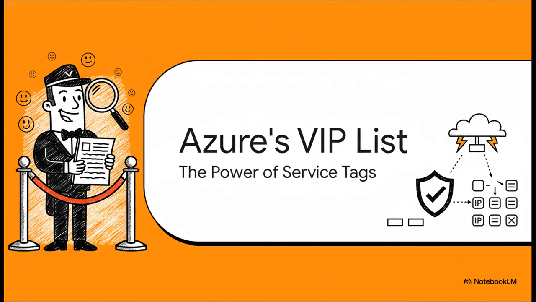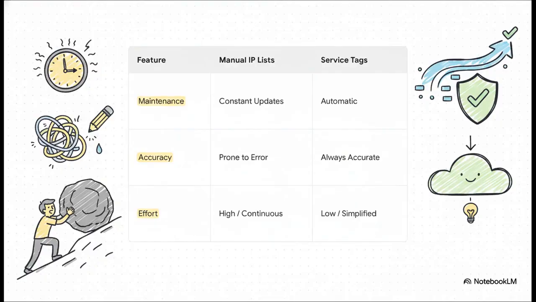Okay, but can you imagine trying to manage those IP lists by hand? It would be a complete nightmare. It's like asking the doorman to memorize the face of every single approved guest, a list that changes every single day. That's exactly why Azure came up with a brilliant solution, service tags. And this chart just lays it out perfectly. The old way, you're constantly updating lists, double-checking for typos, and just worrying all the time. But with service tags, Azure manages the entire VIP list of IP addresses for you. It is always accurate, it's always up to date, and it just takes a massive weight off your shoulders.